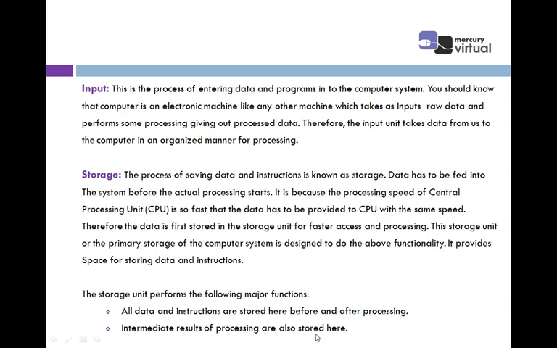Intermediate results means, let's say for example, BODMAS. There is a BODMAS formula, means first of all bracket is open, then division, then multiplication. So there is some intermediate result that is also stored in the memory unit. Now let's see processing.